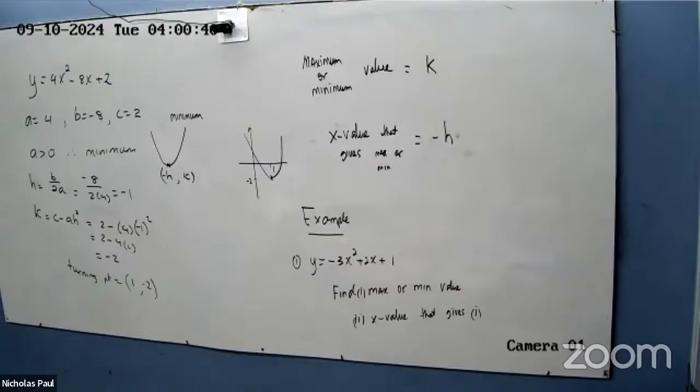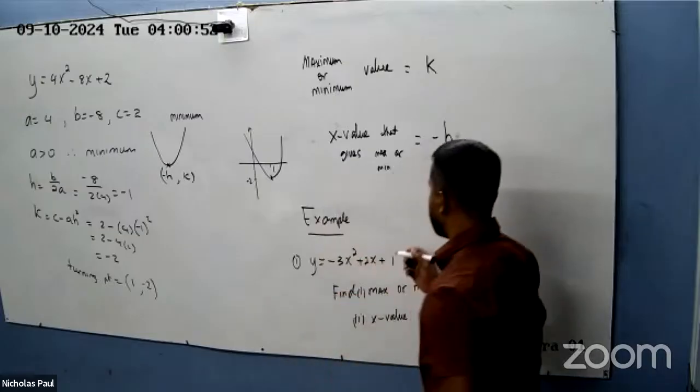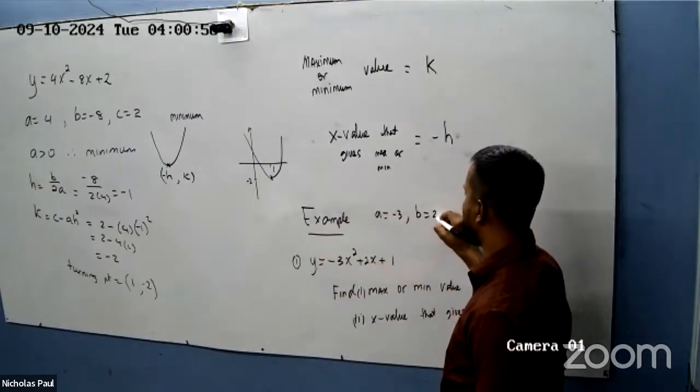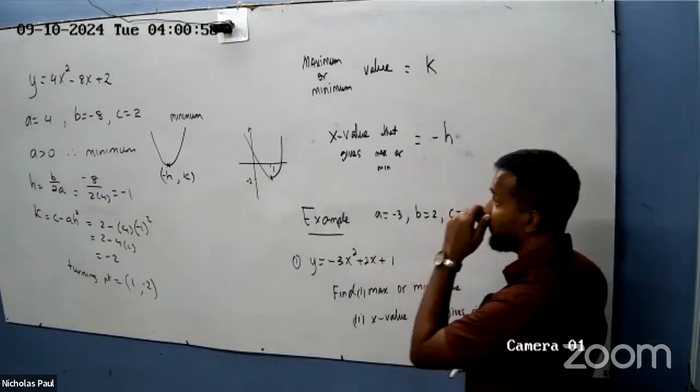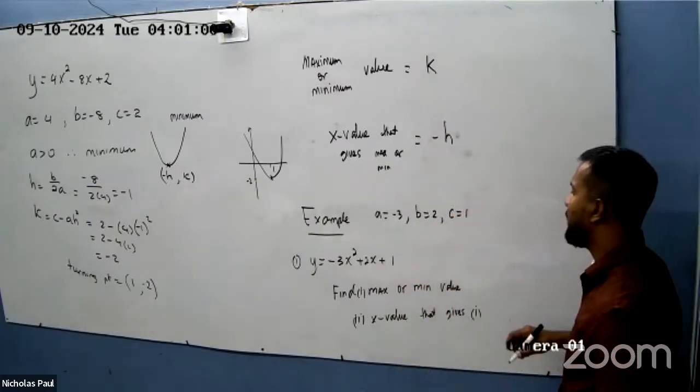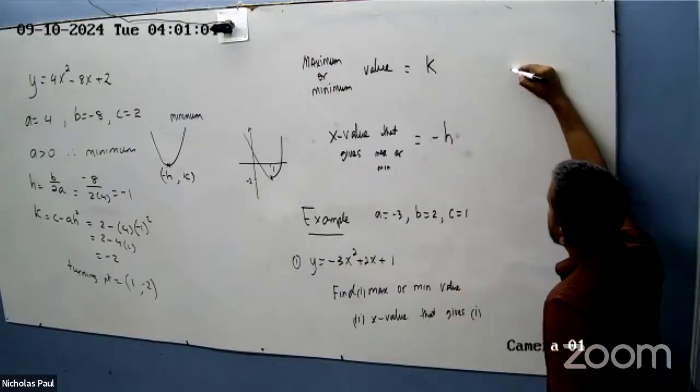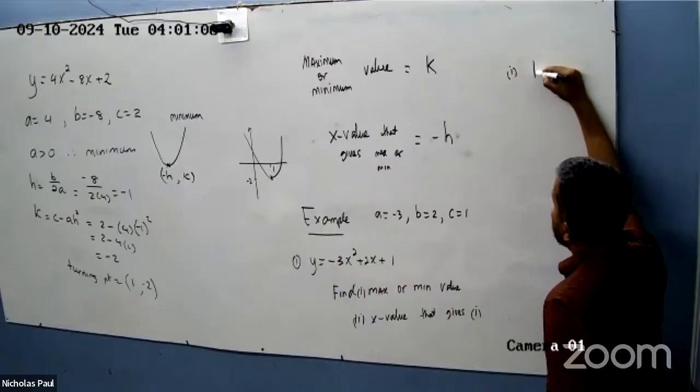Right, so going back to this one here. We needed a value. A value is -3, B value is 2, and the C value is 1. And from that, we want to get the max, min, and x value. So part one, we need to get H.